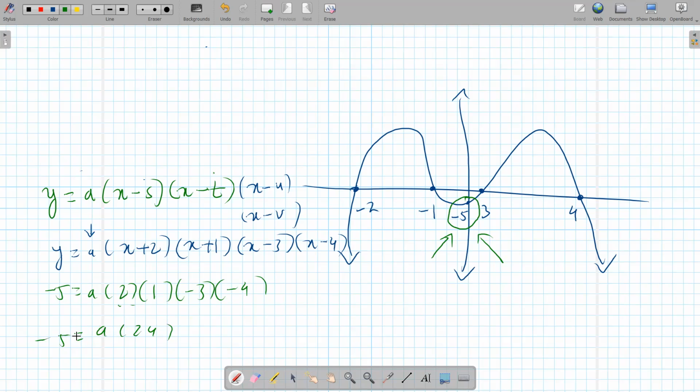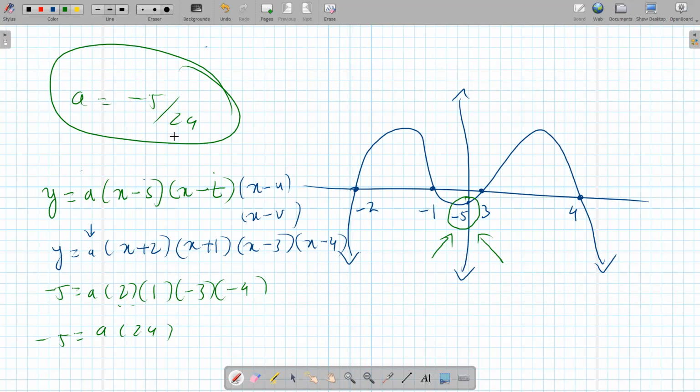What do we do on both sides? You divide by 24. Exactly. So that's going to give us our a value, which is negative. And we knew it was always going to be negative because it was going upside down, right? That makes sense?